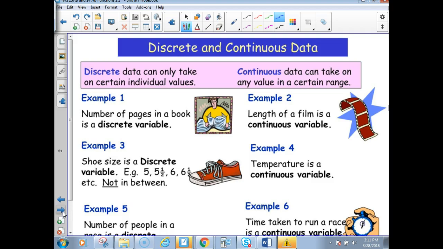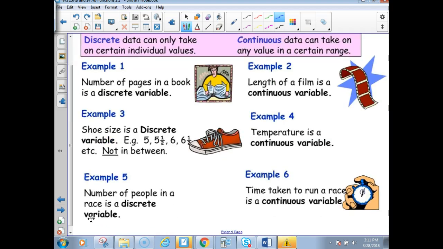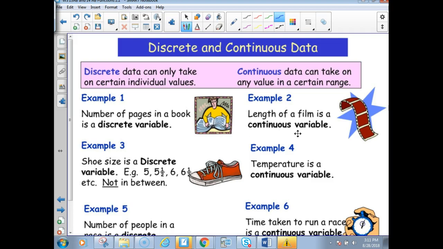All right, so just another example of what's discrete and what's continuous data. A number of pages in a book is discrete because you can count how many there are, okay? A shoe size is discrete because they only come in wholes or half sizes, okay? You can't do a size 5.2. They don't have it on the shelf, okay? Number of people is discrete, that you're counting how many people there are. It's going to be a definitive answer.